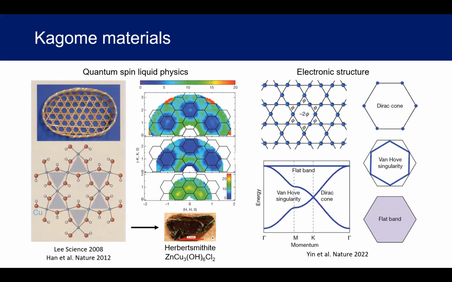But more recently, people noticed that the electronic structure of this kagome lattice is quite interesting, even based on a very simple tight binding calculation. For example, you can find Dirac cones, van Hove singularities and a flat band. So more and more people are getting interested in these metallic kagome materials.